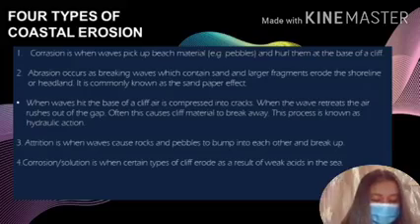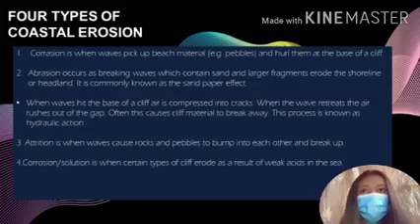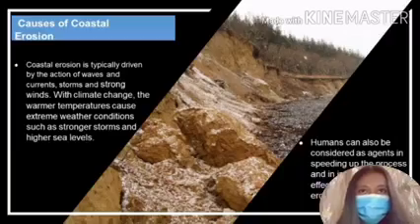Corrosion or solution is when certain types of cliff erode as a result of weak acids. So that is the four types of coastal erosion.